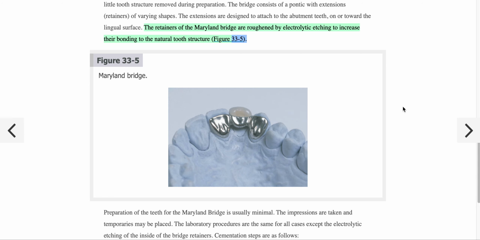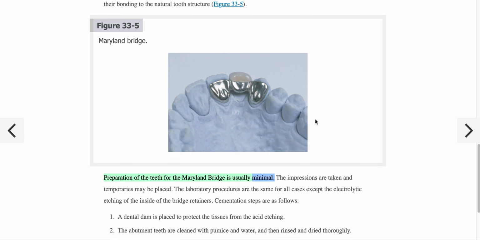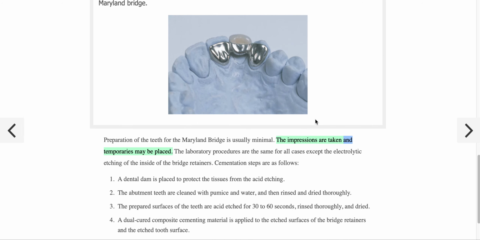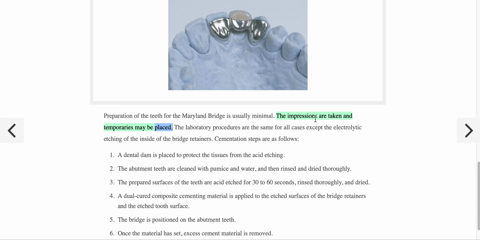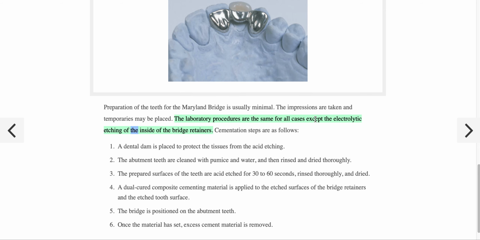figure 33-5. Preparation of the teeth for the Maryland bridge is usually minimal. The impressions are taken and temporaries may be placed. The laboratory procedures are the same for all cases except the electrolytic etching of the inside of the bridge retainers. Cementation steps are as follows.